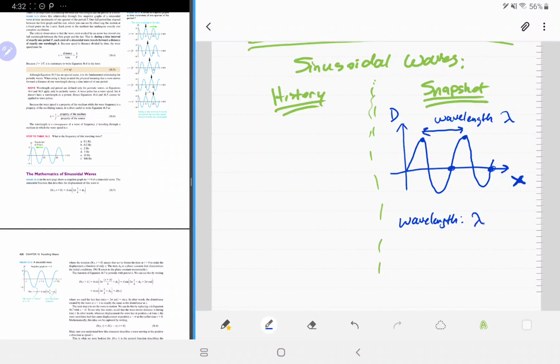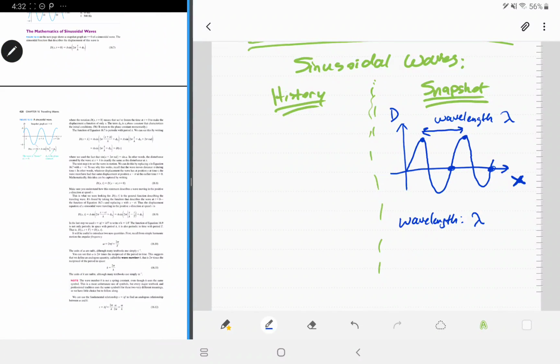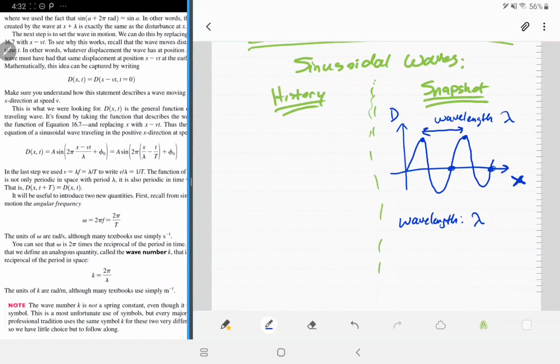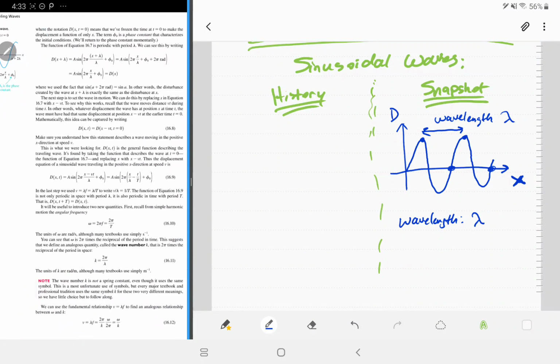lambda. Another thing that's going to be more useful, though, when we describe these waves mathematically, is something called wave number. Later on in this section, when your book does a little bit more math, they introduce this other thing, wave number, k. And once you know one of these two things, you know the other one. So k is 2 pi over lambda. If you know what lambda is, you know what k is.